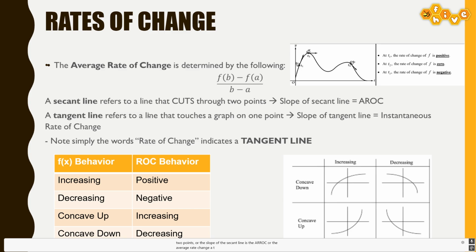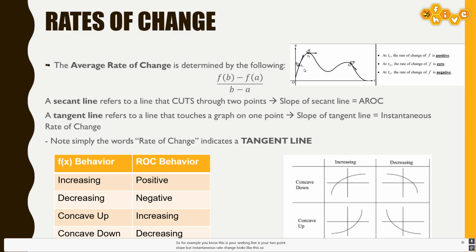A tangent line refers to a line that touches a graph at one point, and the slope of the tangent line is the instantaneous rate of change. And note simply the words rate of change indicates a tangent line. So for example, this is your secant line, your 2-point slope, but instantaneous rate of change looks like this.